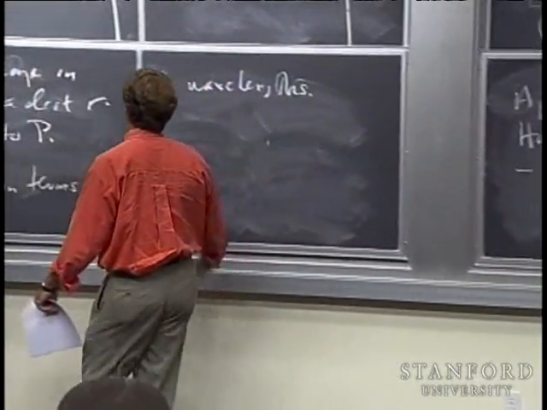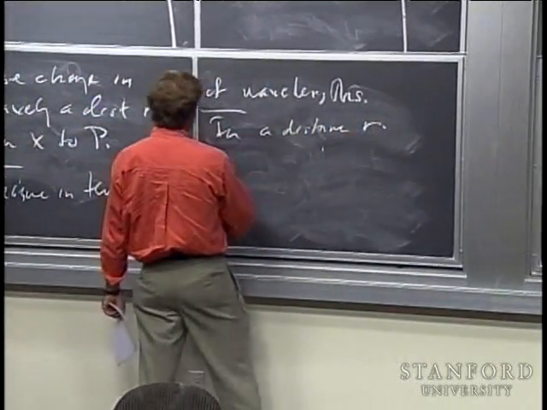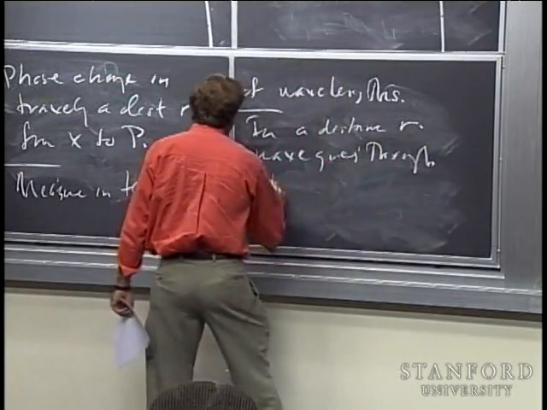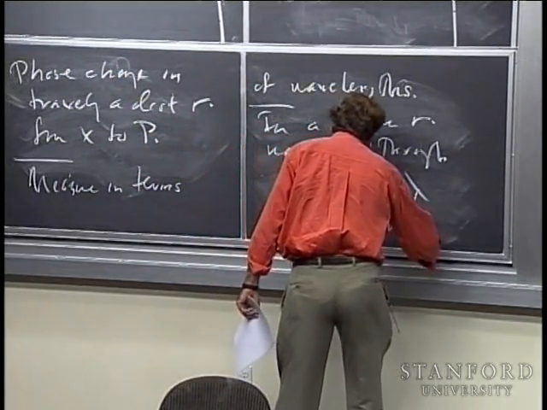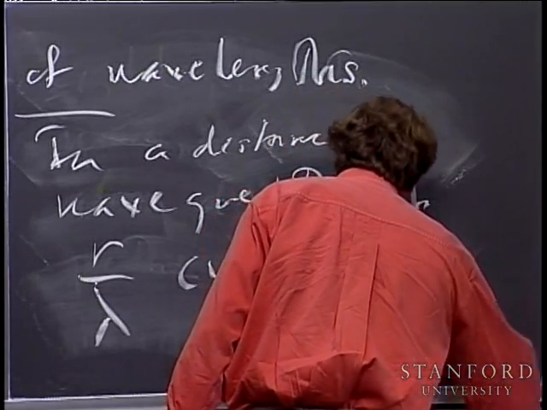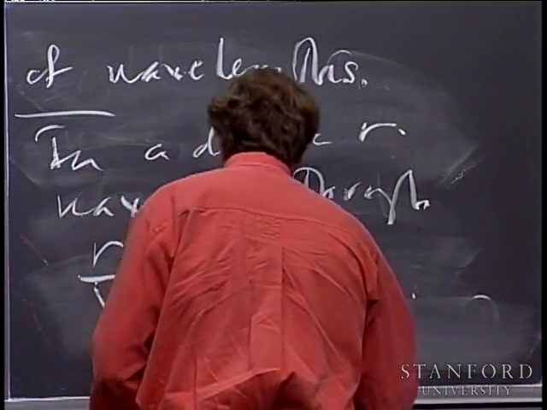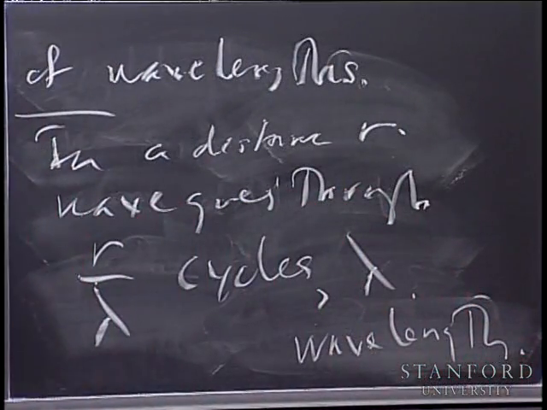If it goes a distance r, the wave goes through r over lambda cycles, where lambda here is the wavelength. All right? If r is equal to lambda, it goes through one cycle. One wavelength goes through one cycle. If it goes through two wavelengths, it goes through two cycles, and so on. If it goes through half a wavelength, it goes through half a cycle.